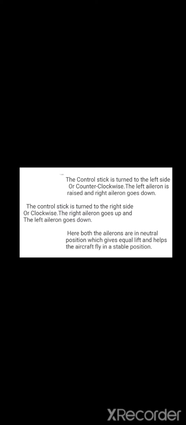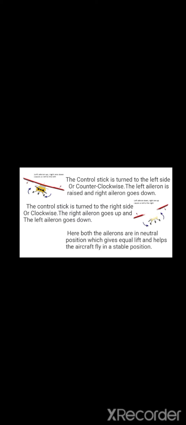Here, the pilot is turning his control stick to the left, which makes the left aileron go up and the right aileron go down, which causes the left wing to drop and the right wing to rise. This makes the aircraft roll to the left and begin to turn to the left.